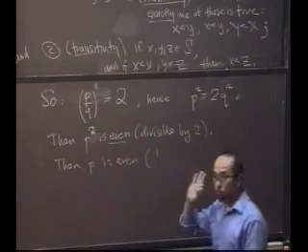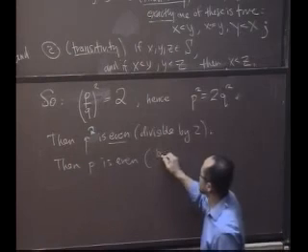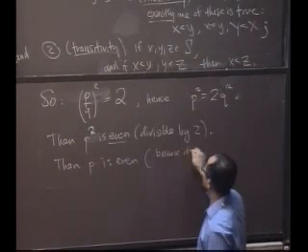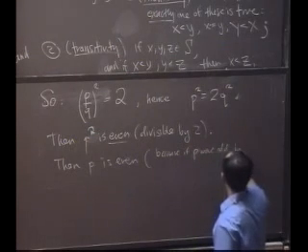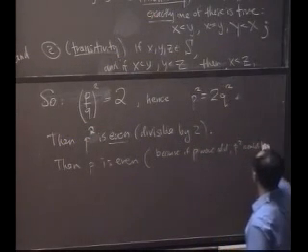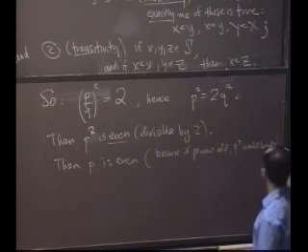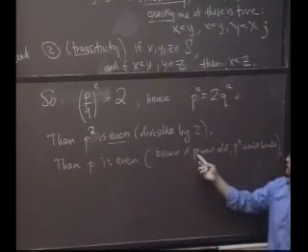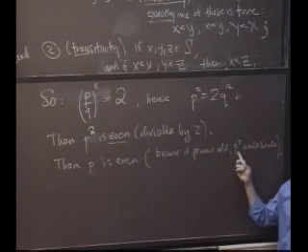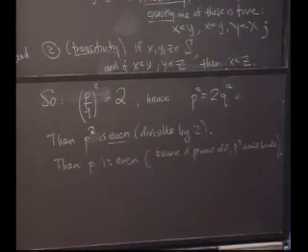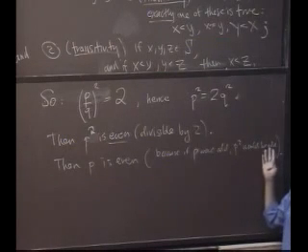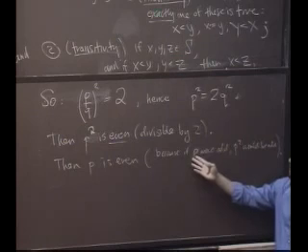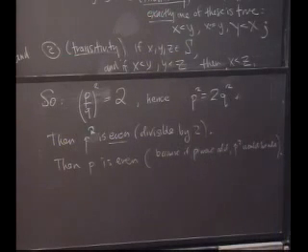And here's one way to justify it. You might say because if p were odd, p squared would be odd. Or another way to say it is if p had a factor of 2, p squared would have a factor of 2, right? If p squared had a factor of 2, okay, then p would have to have a factor of 2 as well. Okay, then p is even.